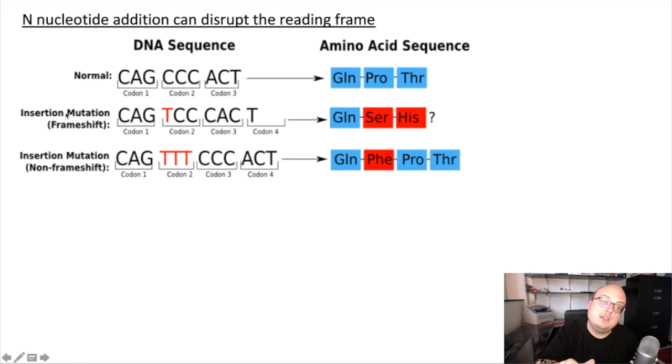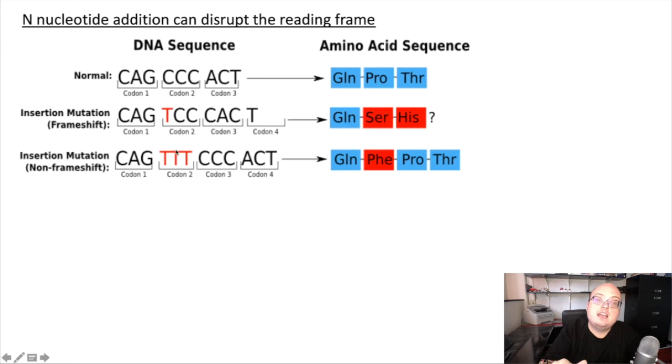So if we have an insertion mutation where we add 1 or 2 or any kind of non-multiple-of-3 number of nucleotides, you shift the reading frame. Whereas before, we had CCC, which made a codon, and ACT, if we just add 1 nucleotide here, we're going to change every amino acid after that, because what we call the reading frame has been shifted. So we call this a frameshift mutation.